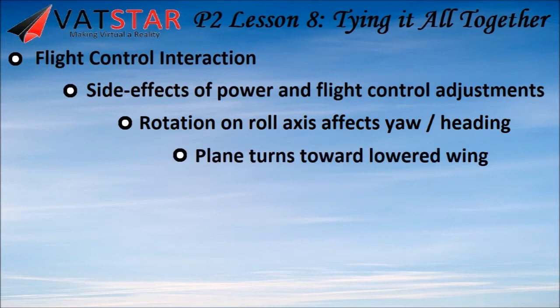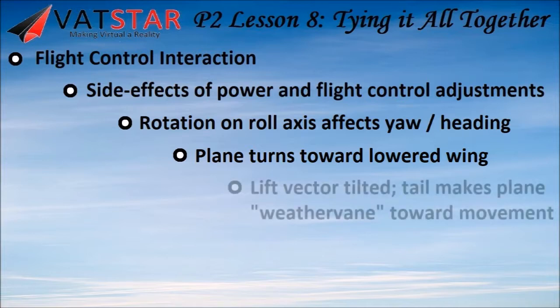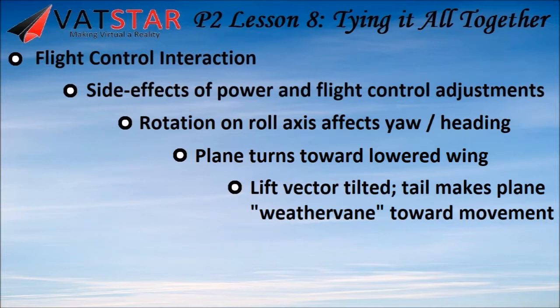Why does this happen? Well, the lift vector, which used to be pointed straight up, is now tilted, and it's pulling the plane to that side. But why does it turn on the yaw axis to point to that side? The vertical tail fin resists lateral movement. It wants to cut forward through the air. So there's a weather vane effect where that sideways air hits the tail fin, it pushes against it, which turns the nose toward the direction of that sideways flow.